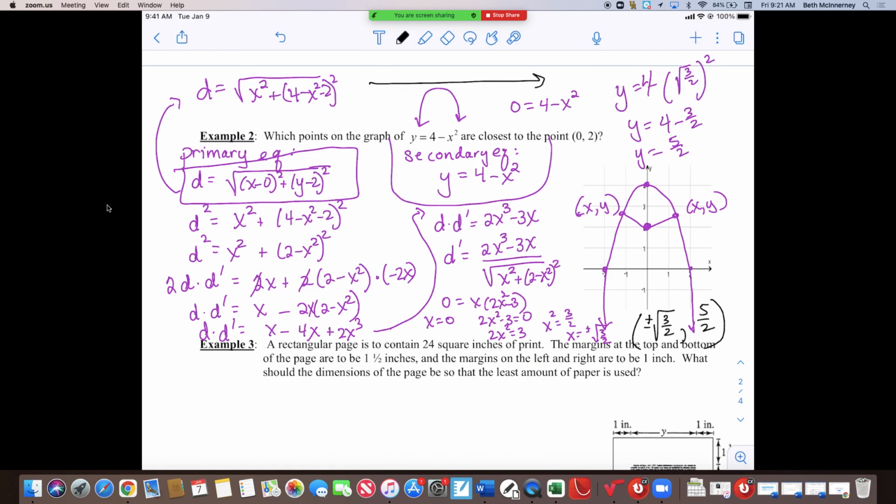And I did the first derivative test on this one. You know what, minus, plus, minus. So, oh, whoops, and there was a 0 in there.